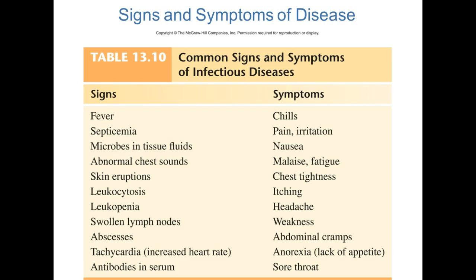Septicemia could be measured by doing a blood culture. We could use a microscope to see microbes in tissue fluids. Skin eruptions are going to be something we can see. Leukocytosis, an increase in white blood cells, and leukopenia, a decrease in white blood cells, can be seen by doing a complete blood count and a differential. Abscesses can be seen, and an increased heart rate can be heard. Antibodies in serum can be tested for.